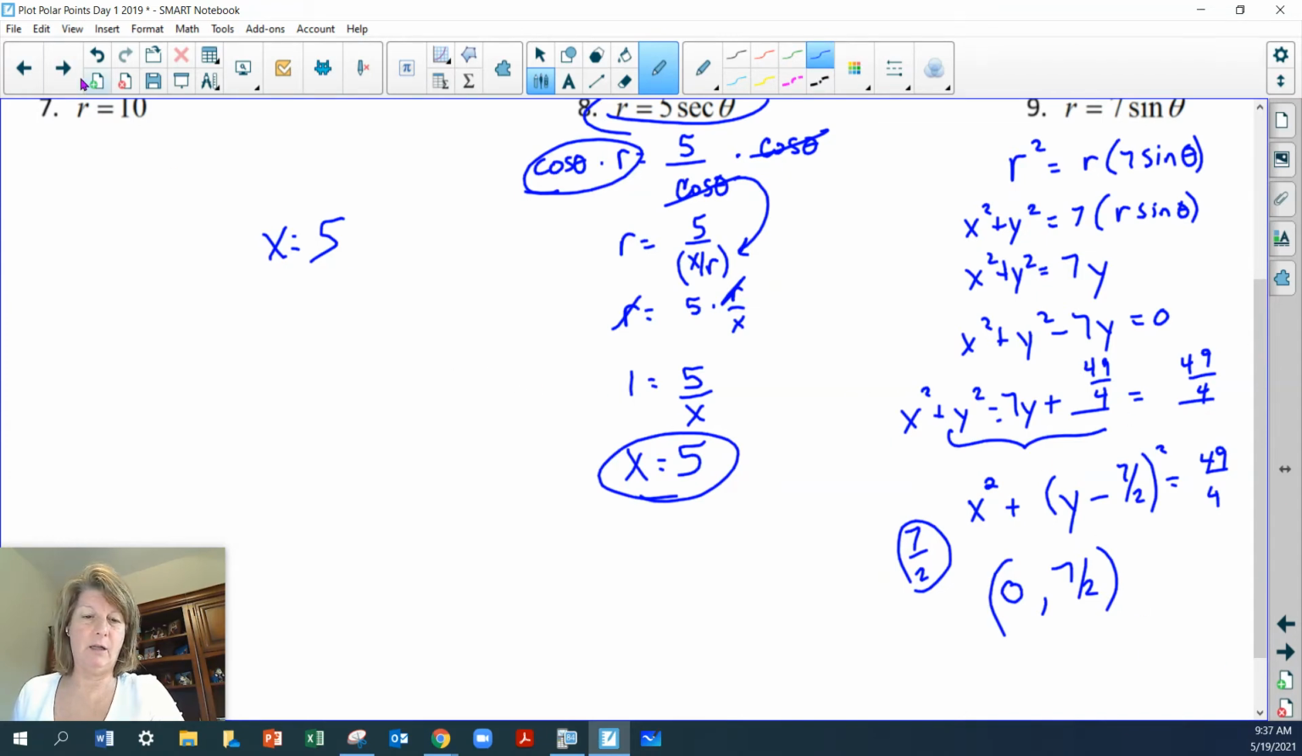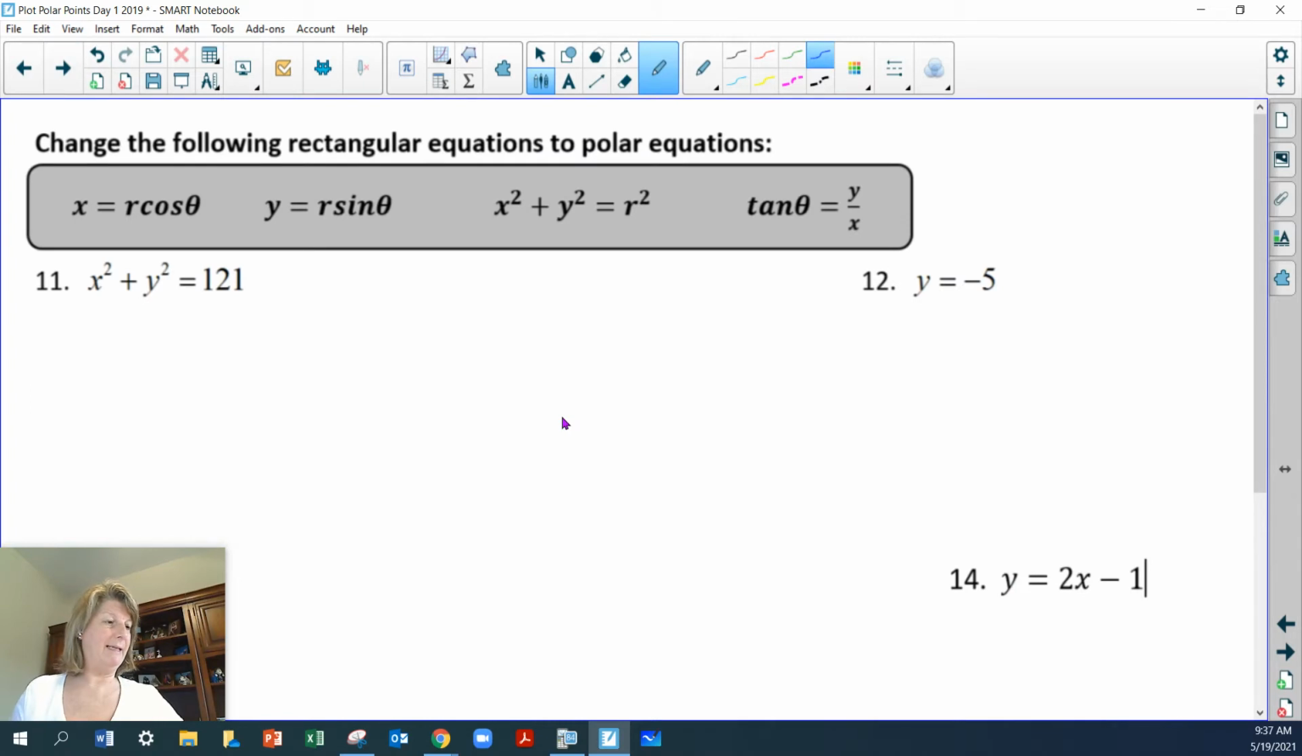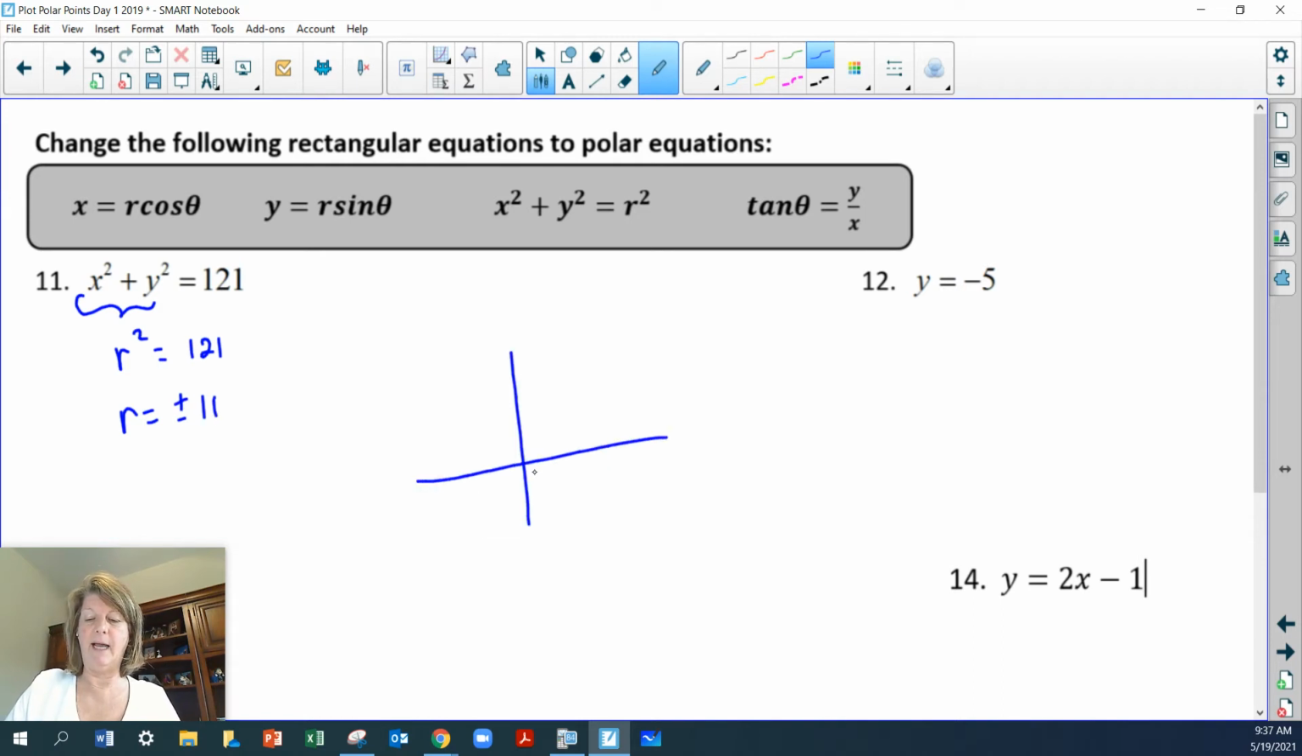It is a circle. All right, on the back side of your notes, change the following rectangular to polar. Well, number 11, do you recognize that equation? I recognize it. It's a circle. Let's replace x squared plus y squared with r squared. And then we can say r is either plus or minus 11, square root both sides. And it doesn't matter how I plot out my positive r. And then if I were to do negative r, I would have started over here but bounced over here, probably going something like that. So really two equations that work.